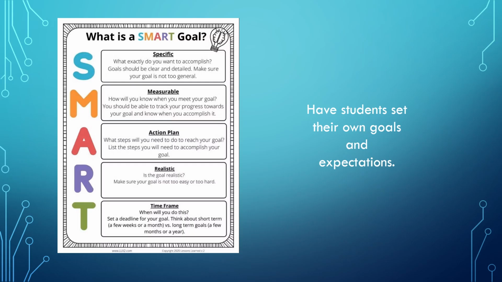We need to make sure the students' goals are realistic, not too easy and not too hard, but something very obtainable. And a time frame needs to be established where we are setting a deadline. I want to learn all the organelles of the animal cell by the end of the month, and I want to be able to list all of their functions or something of that nature if that's your goal. Having students set their own goals and expectations is a great way to get them motivated to learn and try to do better in the classroom.